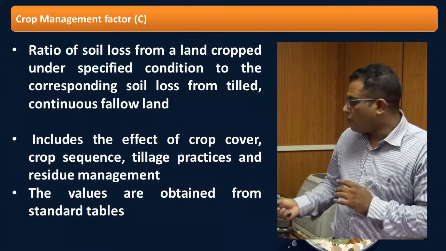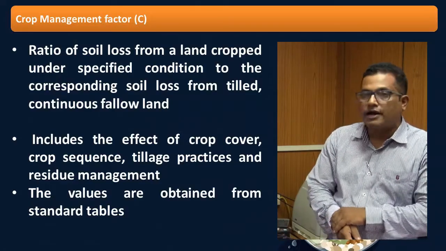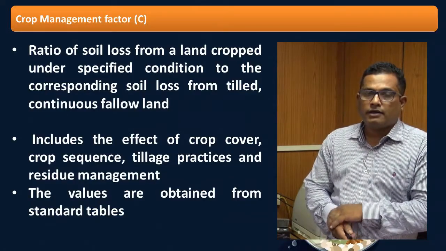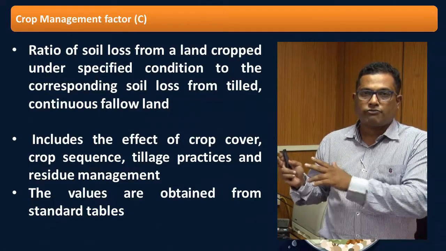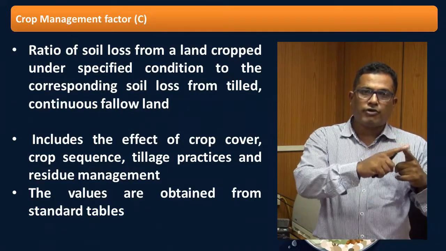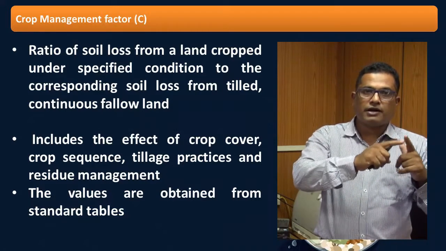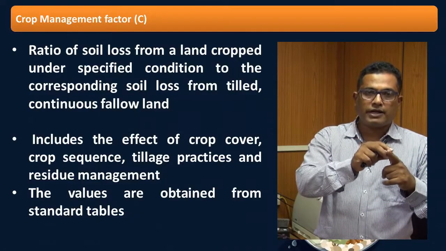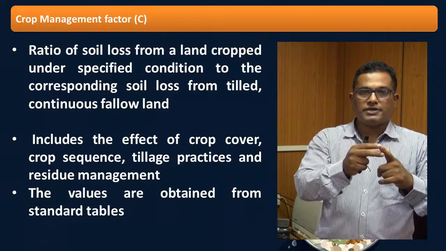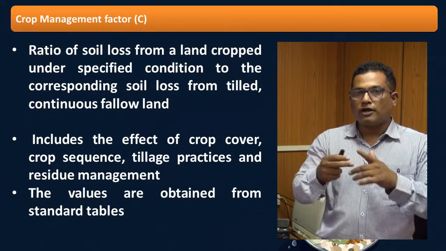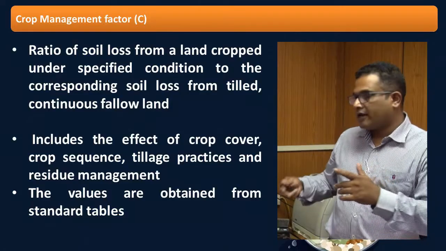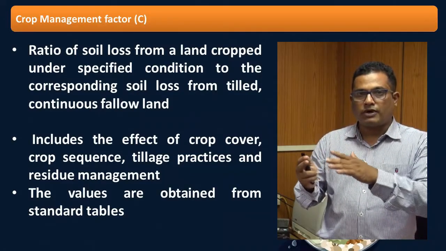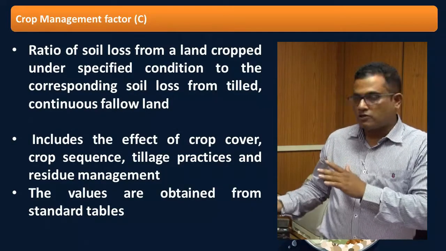In fact, it is the ratio of soil loss from a land cropped under specified conditions to the corresponding soil loss from tilled continuous fallow land. So it is a ratio between two things. One is a plot where all the specified conditions of crop management are fulfilled: crop cover is there, proper tillage is there, cover crop is there, and all those good agronomic practices are followed. And the second one is left fallow, where there is no crop cover, no cover crop. So this is the ratio between these two.